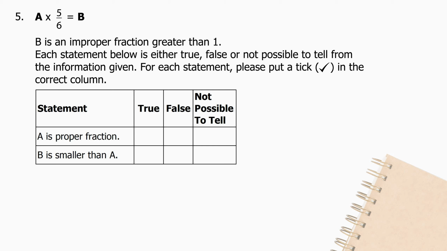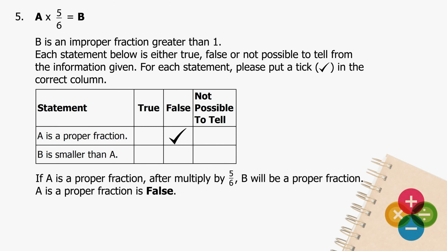a is a proper fraction. b is smaller than a. If a is a proper fraction, after multiply a by 5/6, b will be a proper fraction. So, a is a proper fraction is false.